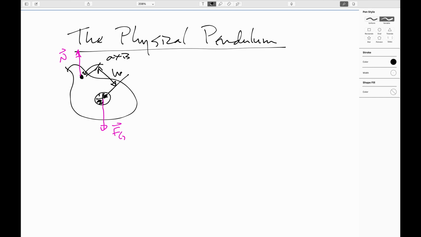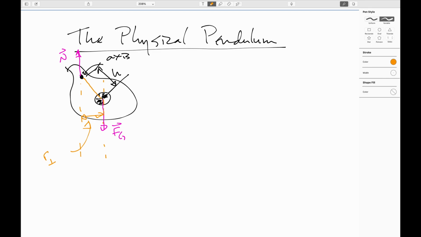So we can analyze the torque here. Remember, to get a torque, we go ahead and find the line of action of the force. So here's my line of action. This distance right here, from here to here, that is the lever arm for my force due to gravity. And that lever arm will be equal to h.